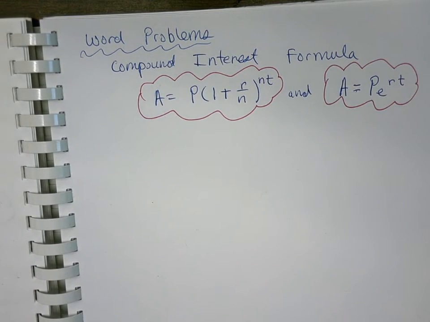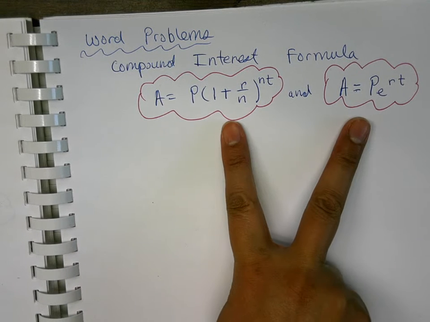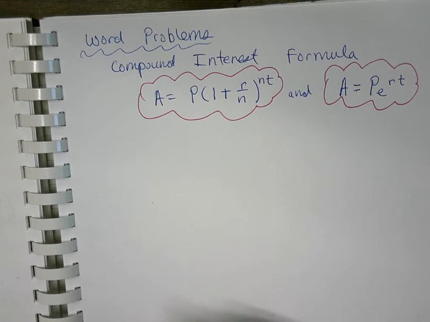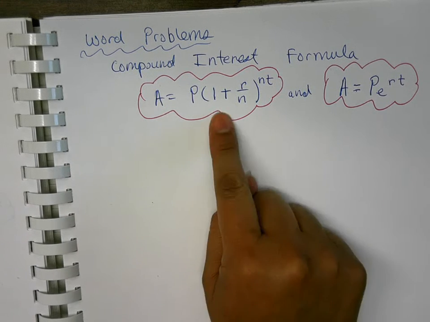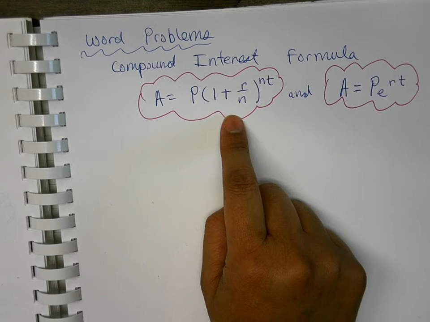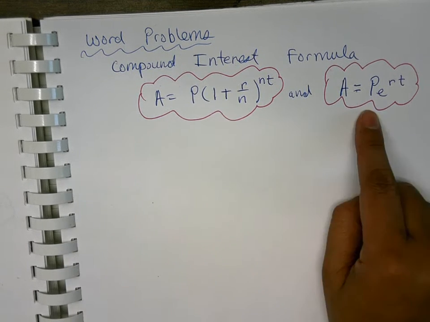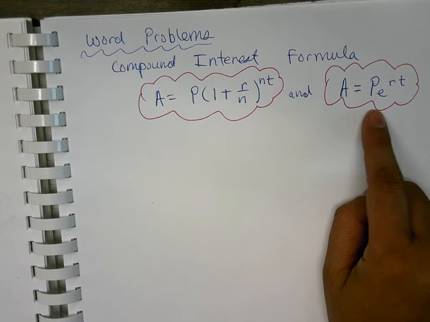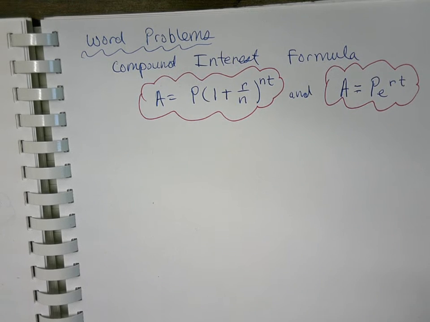All right. Pertinent fact. These two formulas will be given to you on the test. Wait, are they the same? No, I'm going to explain the difference. This one is compounded monthly, yearly, daily, quarterly. This one's compounded continuously, like infinite. This is compounded every second of every day.